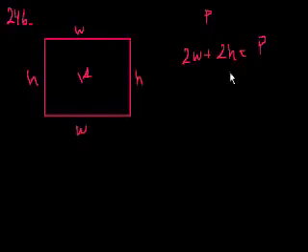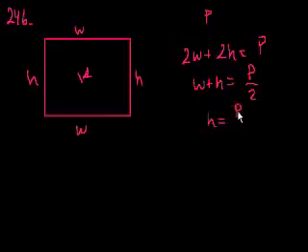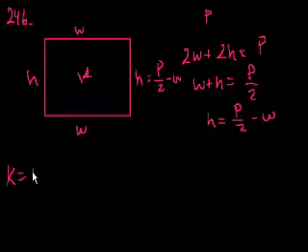So let's do that. If you divide both sides of this by 2, you get width plus height is equal to perimeter over 2. And then you get height is equal to perimeter over 2 minus width. And so the area, k, will be equal to the width times the height. Instead of writing an h there, let's write what we just figured out. P over 2 minus w.